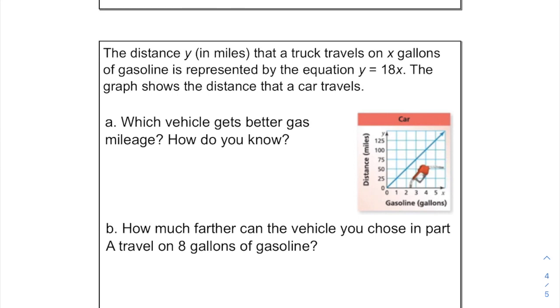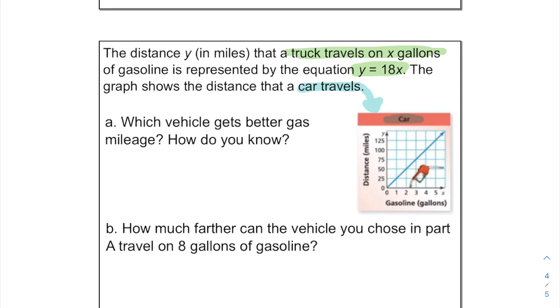All right, so the distance y in miles that a truck travels on x gallons of gasoline is represented by the equation y equals 18x. The graph shows the distance that a car travels. Okay, so we have two different vehicles, first of all. So the first one is the truck that's traveling on x gallons of gas, and the equation for the truck is y equals 18x. Now the equation for the car is what's down here. So the car is the graph, okay, because we see the car right there. So we have two different things going on.